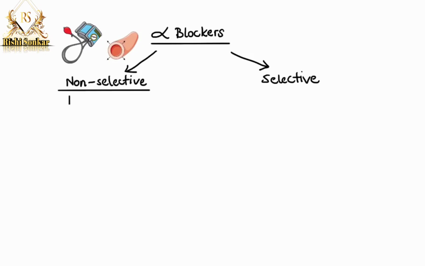Examples of these are phentolamine and phenoxybenzamine, which are used in the treatment of hypertension, specifically caused by pheochromocytoma, which is a tumor of the adrenal glands that secretes norepinephrine and epinephrine. Now we know that through alpha-1 blockade these drugs cause vasodilation, but since they are non-selective, they also block alpha-2 receptors, which, as you may remember from the previous lecture, are mainly located on presynaptic nerve endings.